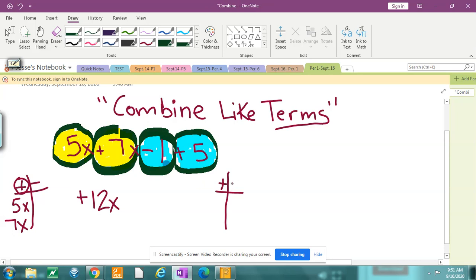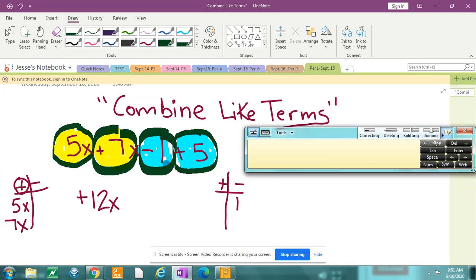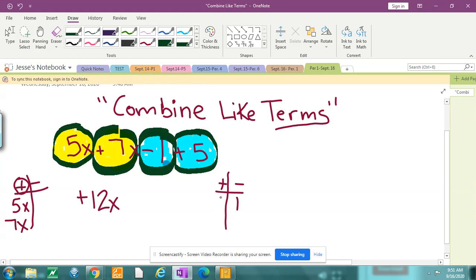All right, negative 1 plus 5. Hey, why does it keep doing that? I'm not doing anything. Oh man. All right, here we go. 5. All right, there. 5. Sorry about that.